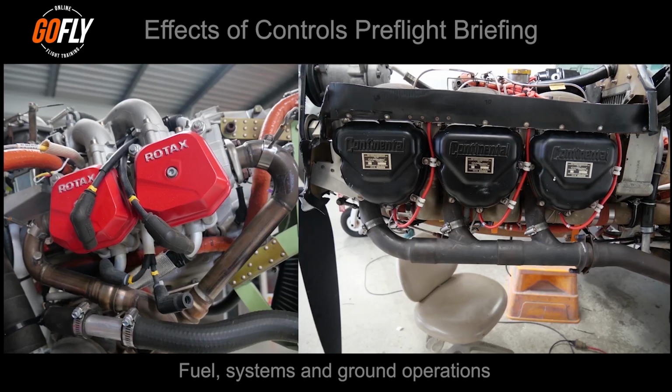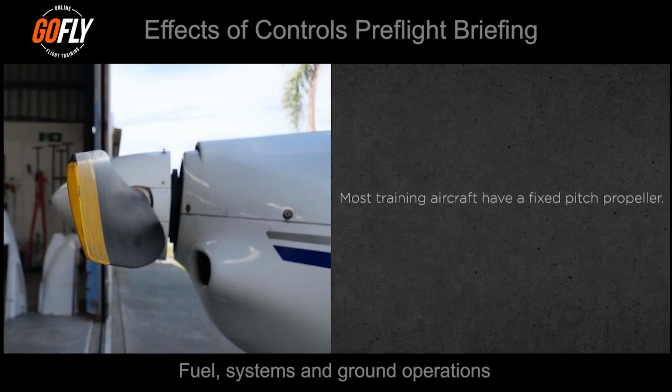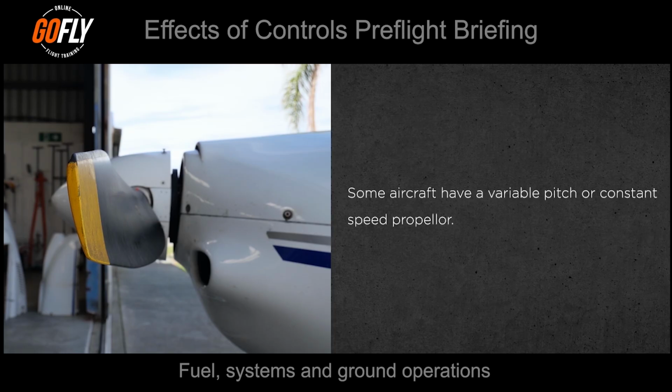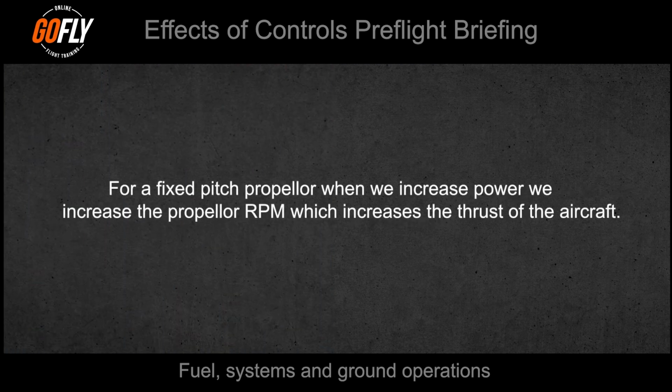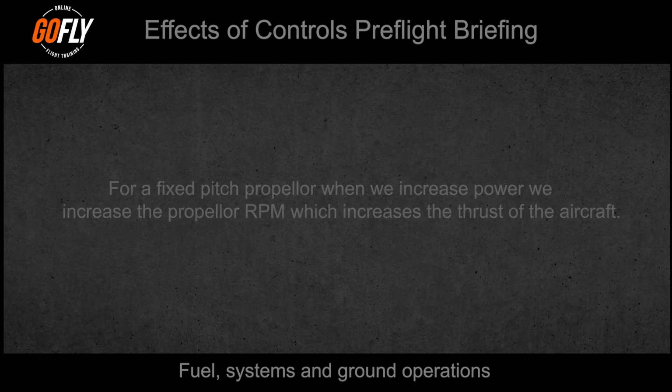Most light aircraft engines are air-cooled. However, some aircraft engines, such as the Rotax series of aero engines, are liquid-cooled. Most training aircraft have a fixed pitch propeller, meaning the propeller pitch is fixed and cannot be changed in flight. Some aircraft have a constant speed or variable speed propeller, meaning the propeller pitch can be changed on the ground or in flight manually with a constant speed control unit. For a fixed pitch propeller, when we increase power, we increase the propeller RPM, which increases the thrust of the aircraft.